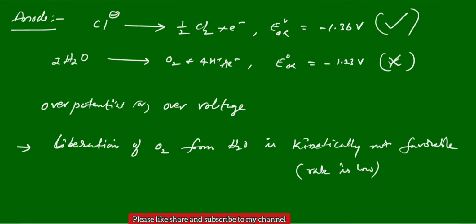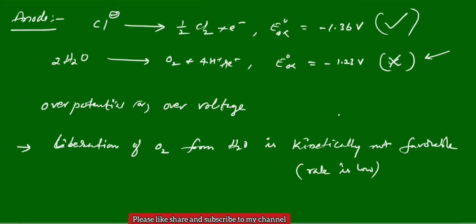Then to increase the production of oxygen, we have to apply some more extra potential here. Instead of 1.23, we have to apply extra potential to increase the rate of the reaction, to make the reaction kinetically favorable. So if you increase the potential beyond 1.23, that means 1.25, 1.3, 1.35, 1.36, and so on, then the oxygen liberation can take place.